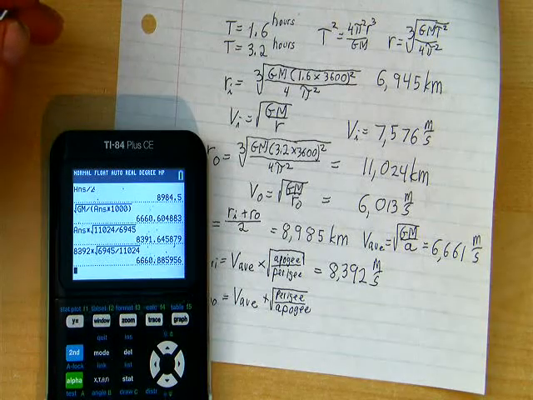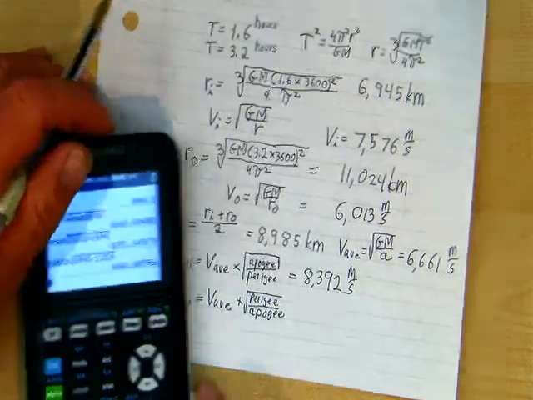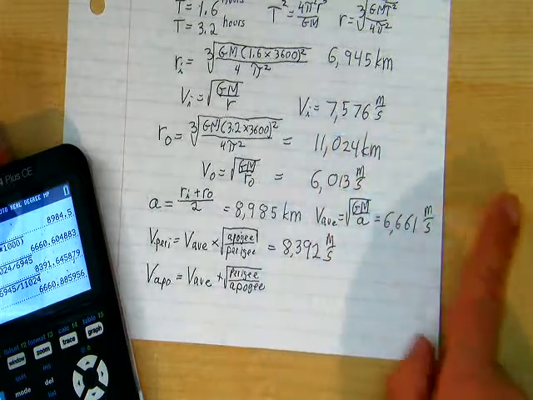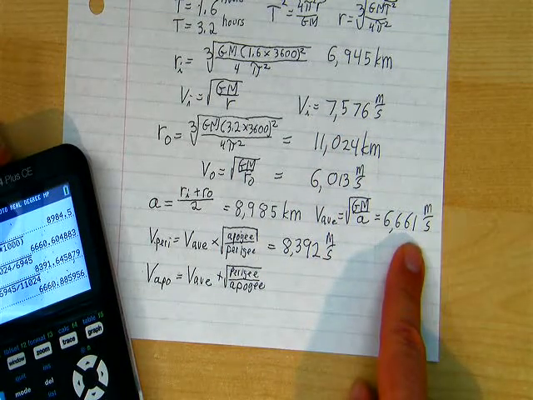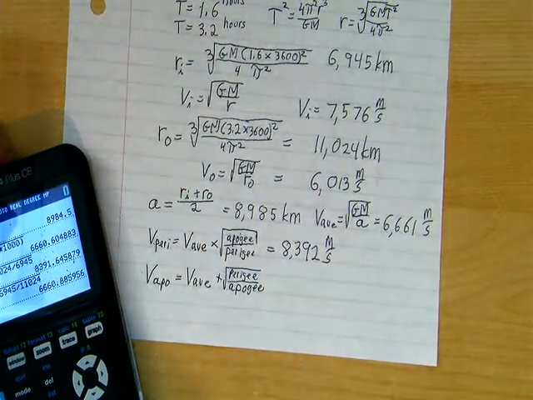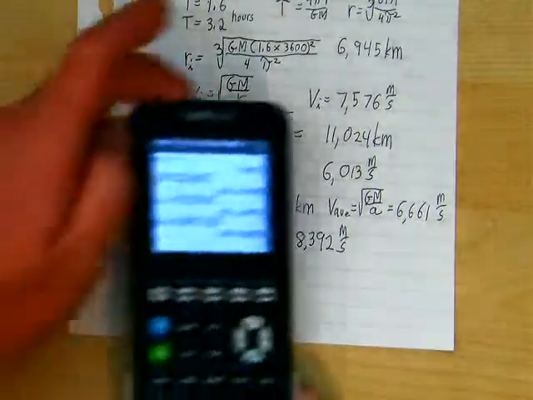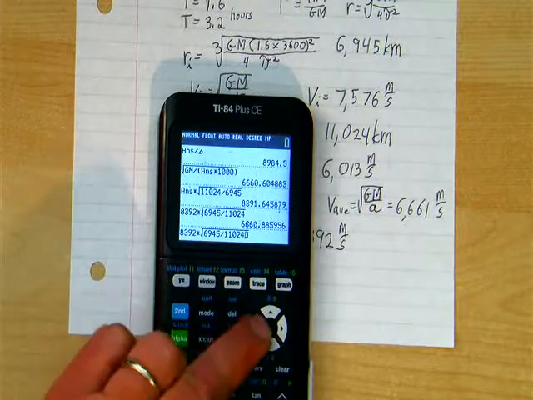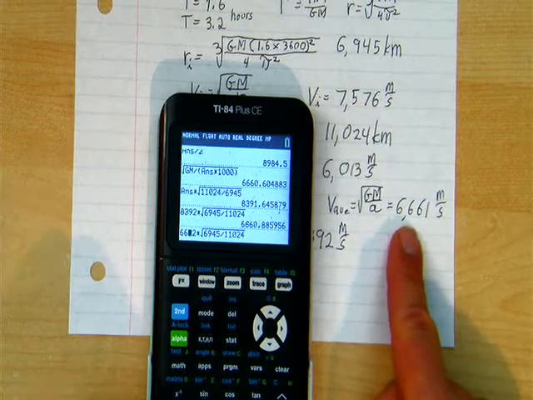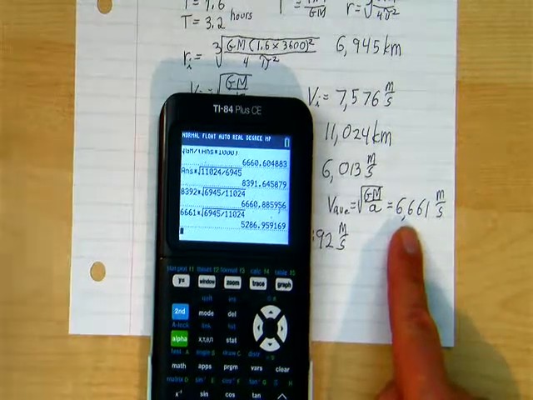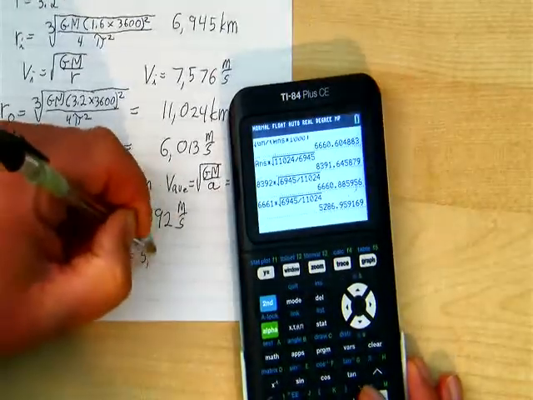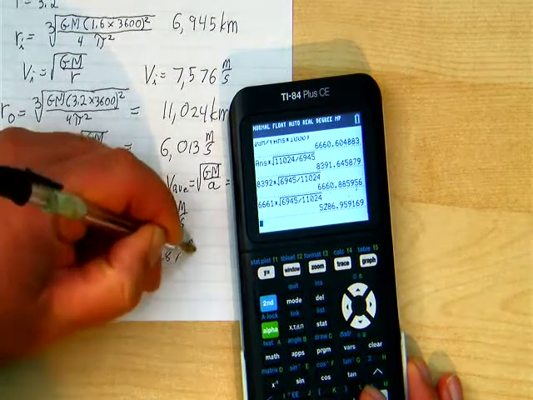and that looks wrong. It looks wrong because I typed in the perigee velocity when I was supposed to type in the average velocity. My bad. So I'm going to replace my mistake with the correct value. Instead of typing in 8392, I was supposed to type in 6661. Enter. Okay. Apogee velocity is 5,287 meters per second.